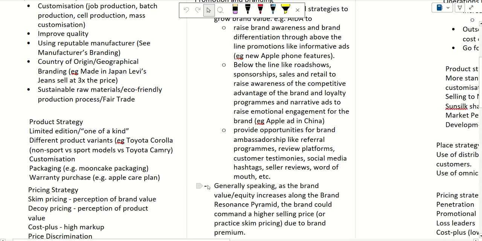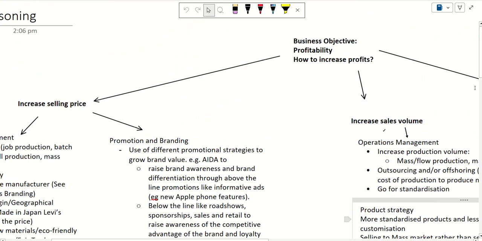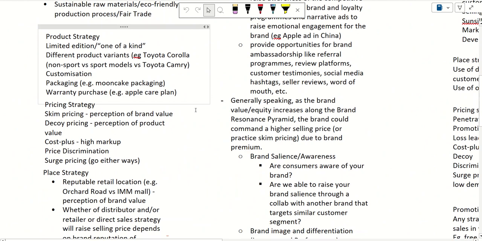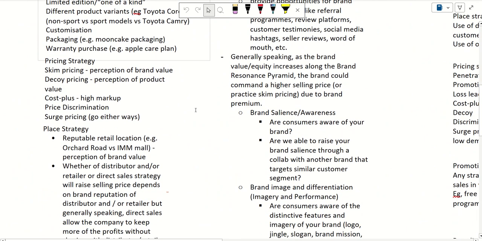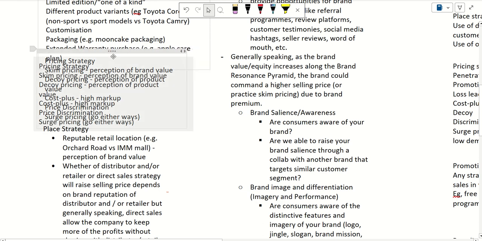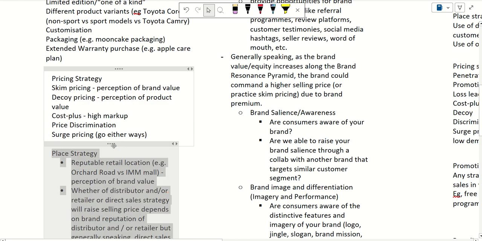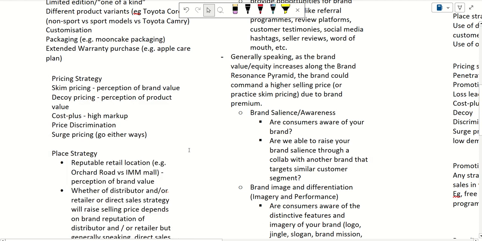That is a bit tricky because sometimes we call this increasing sales volume, right? But depending on what it is, like the Apple Care Plan, if you want a standard warranty, you have to purchase it, and so you can have a higher selling price. Okay, let me just move this a little bit. Okay, so pricing strategies that increase selling price.